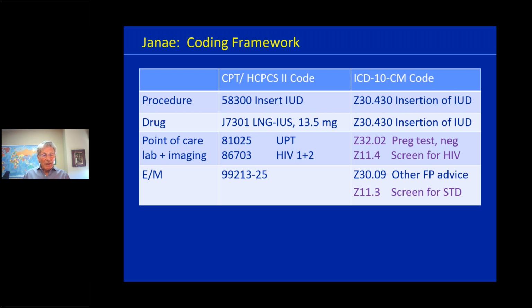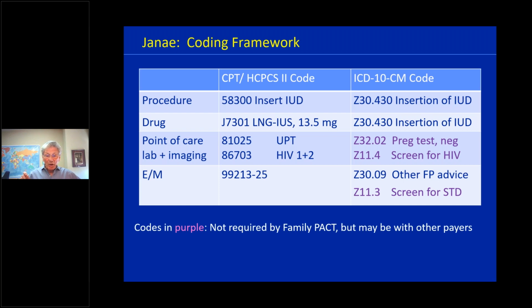J7301. Next is the laboratory test that we did for Janie, which is an 81025, which is a urine pregnancy test, and 86703, which was for her point of care HIV test. And then the E&M code is a 99213 with a 25 modifier. I want you to notice what the corresponding ICD-10 code is, which is other family planning advice, because remember, we gave her lots of family planning advice before she made the decision to have a Skyla. Next.